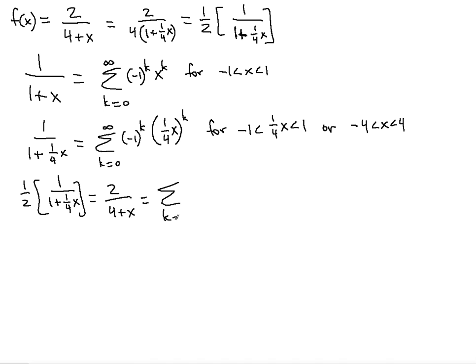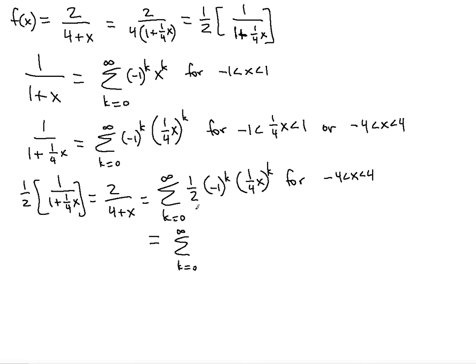And now all we do is multiply the half to the series, right? So it's going to be 1/2 times negative 1 to the k times 1/4 x to the kth power, true for negative 4 is less than x is less than 4. So now, as you can see, this is too complicated. We need to simplify this. So let's see what we can do.